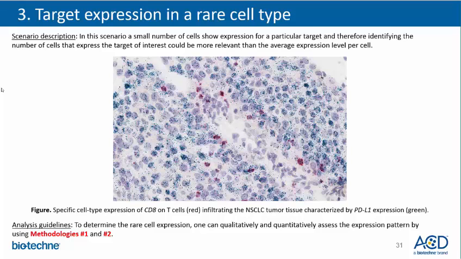The third type of scenario is the target expression in a rare cell type. Essentially, very few cells are expressing the target of interest in this scenario, and therefore identifying the number of cells that express the target of interest could be more relevant than the average target expression level per cell.